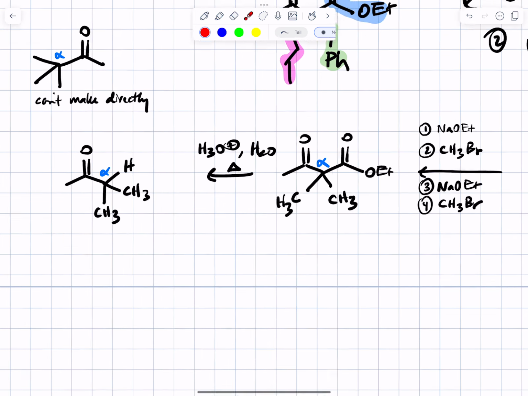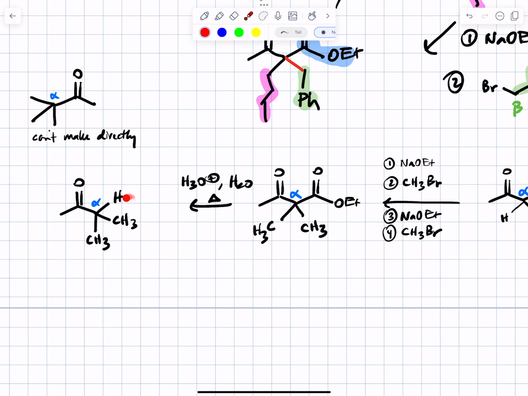Someone asked me last hour, well, couldn't I just take this and deprotonate that with a strong base like LDA? And the answer is no, because LDA would go on the other side. Okay, well, couldn't I just use sodium ethoxide to make a very small amount of that and then add the 3rd methyl group?